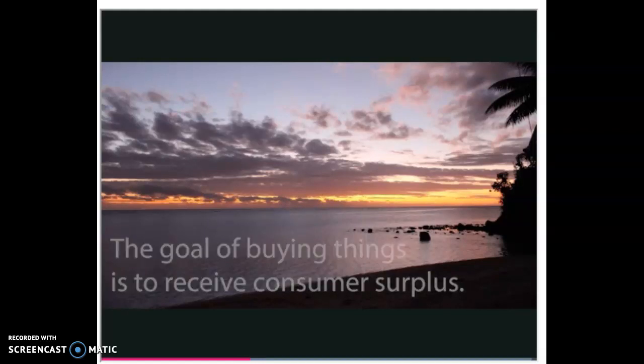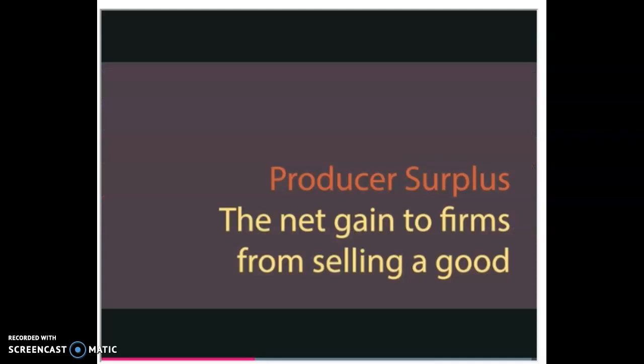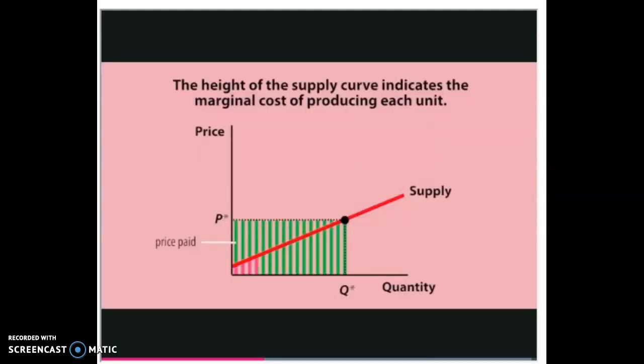Now let's consider interests on the seller's side. Producer surplus is the net gain to firms from selling a good. The height of the supply curve indicates firms' additional or marginal cost of producing each unit of the good. The difference between the price received and the marginal cost is the producer surplus.